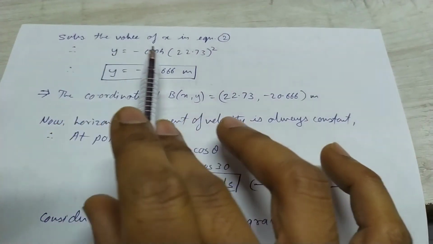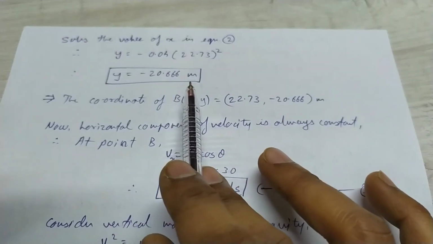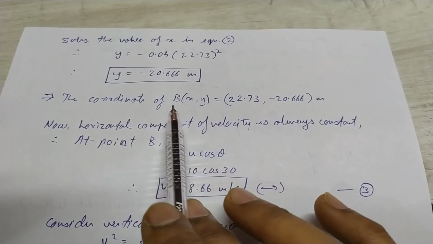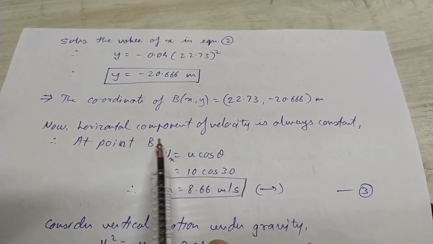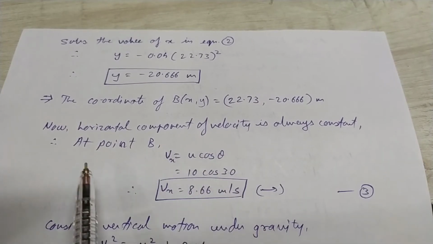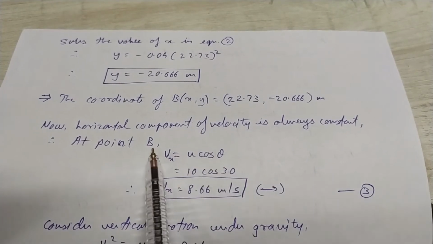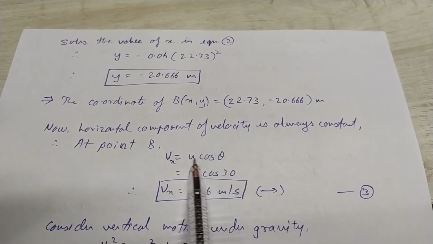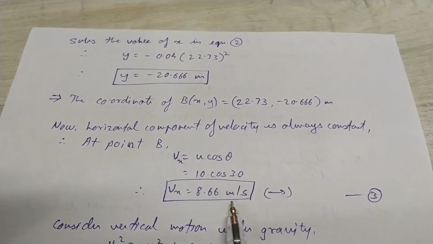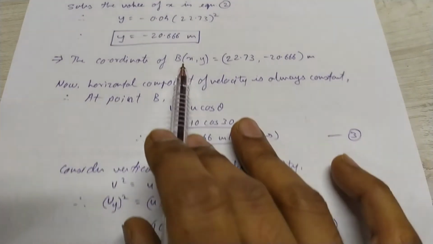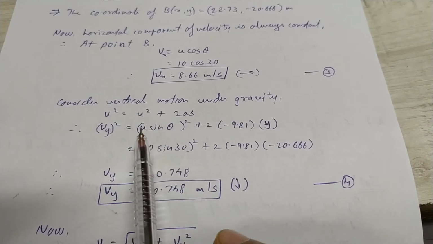Okay, so now we have got the value of x, so substituting the value of x in equation 2, we get the value of y, that is minus 20.66 meter. So this gives the coordinate of B as x comma y, that is 22.73 and minus 20.66. Now horizontal component of velocity is always constant, as we discussed earlier. So therefore at point B, Vx, that is the horizontal component at point B, is u cos theta. Now this u cos theta is the velocity at point A. Then this will give you the x component as 8.66 meter per second, along the positive x direction.